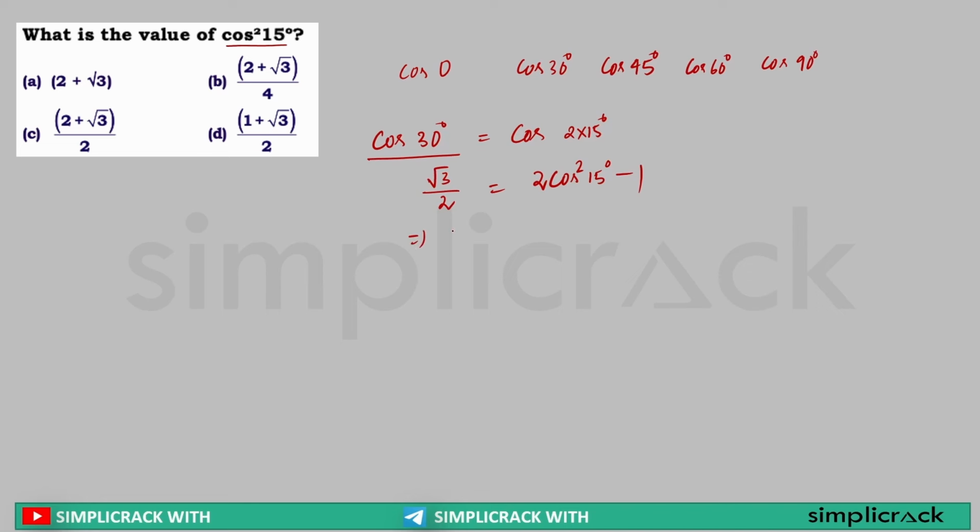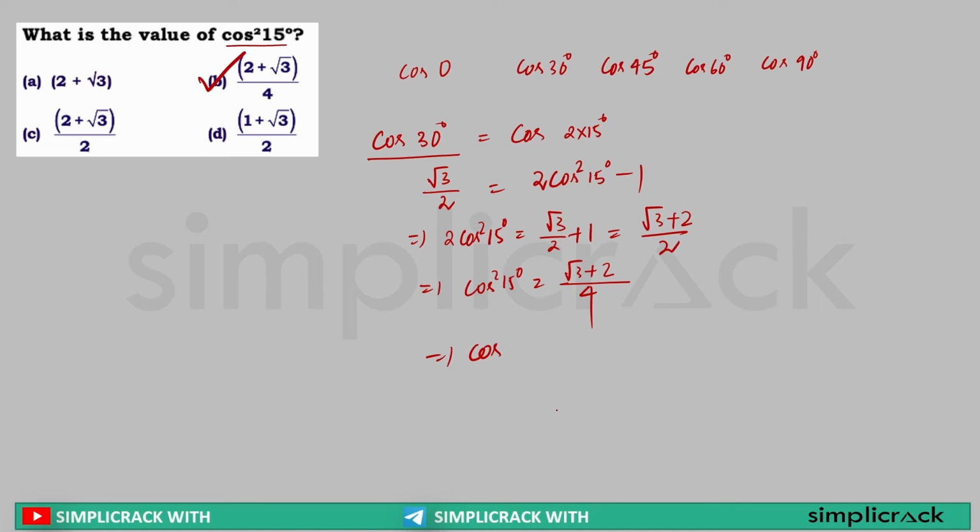Yes or no? Yes. That means 2 cos square 15 degree is equal to root 3 by 2 plus 1. That can be written as root 3 plus 2 by 2. Yes or no? Yes. Sir, 2 cos square 15 degree is this much. Only cos square 15 degree will be root 3 plus 2 divided by 2 into 2, that is 4. Yes or no? Yes. Here it has asked about cos square 15 degree, so the answer is root 3 plus 2 by 4. That is option B. Clear?